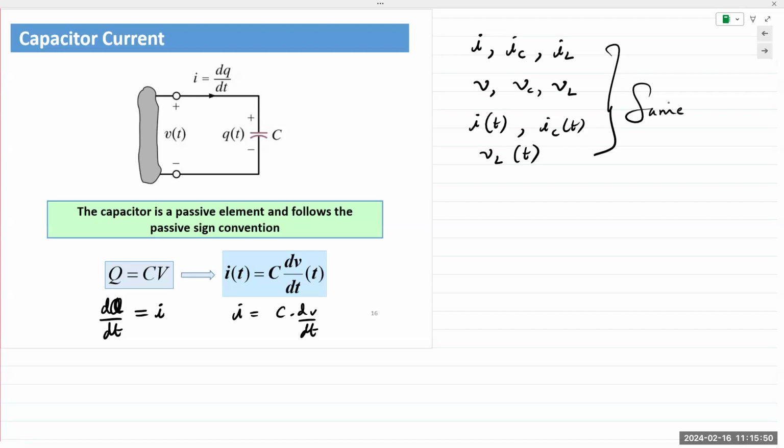All right, and one final point. Notations, again, are just for convenience. So if you have more than one capacitor or more than one inductor in a circuit, you might have, I don't know, IC2 of t or VL3 of t. That simply means we are referring to the voltage for inductor number 3. That's all it means.